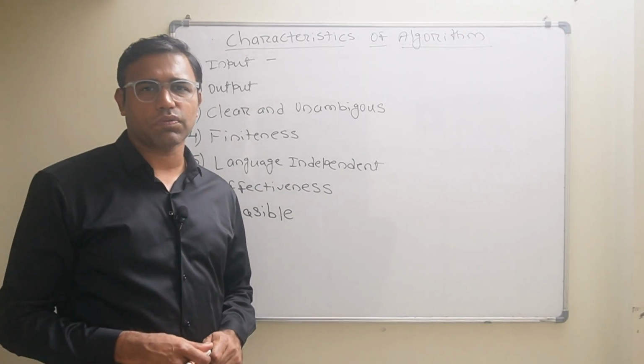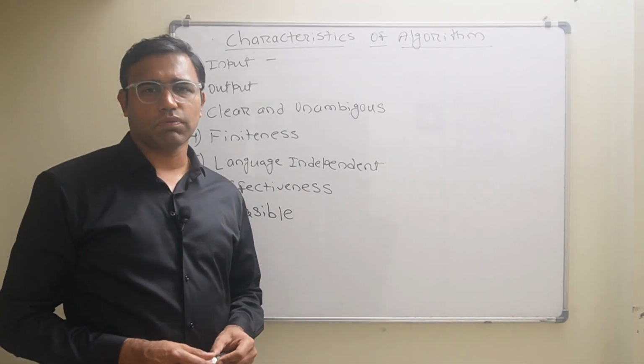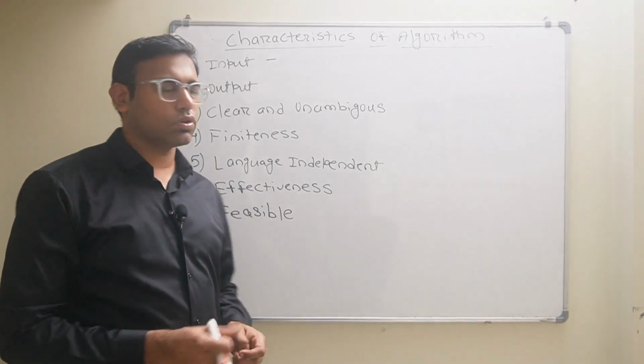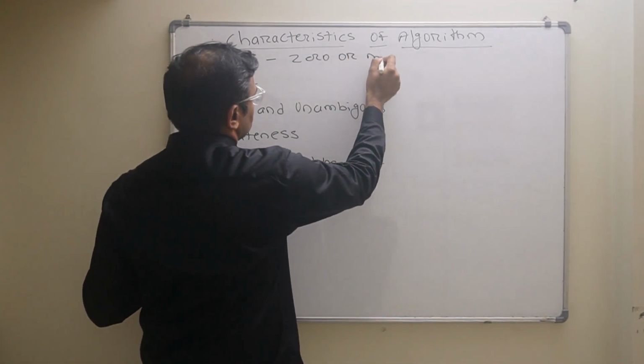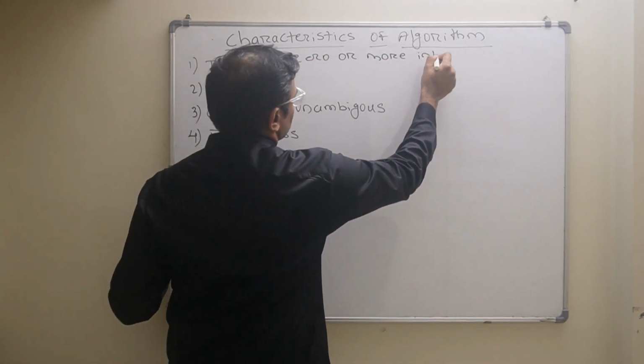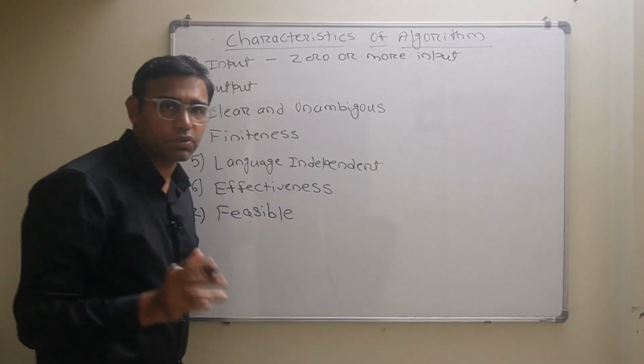But if you want to perform, let us say, multiplication of two numbers, then you have to provide the input. So it must have zero or more input. So you should provide input to algorithm if required.